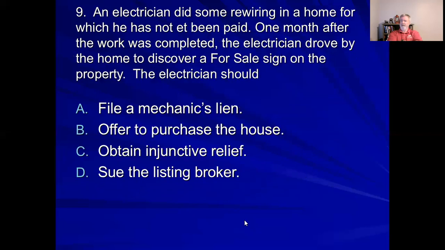Then number 9, an electrician did some rewiring in a home for which he has not yet been paid. 1 month after the work was completed, the electrician drove by the home to discover a for sale sign on the property. The electrician should file a mechanic's lien, offer to purchase the house, obtain injunctive relief, or sue the listing broker.